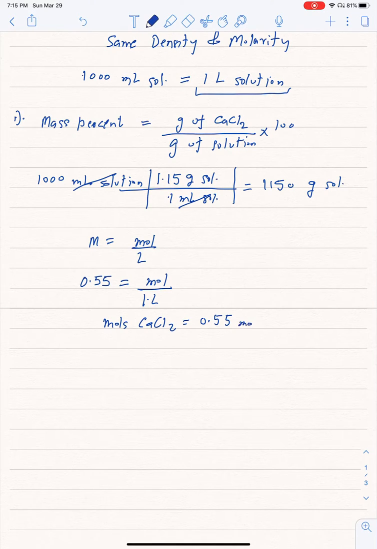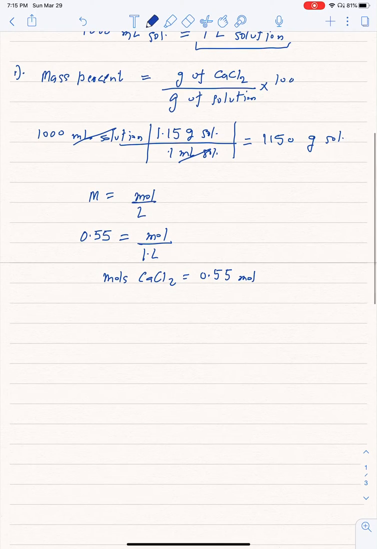Well, to solve the mass percent, you don't really need the moles, but rather you actually need the grams of calcium chloride. But will it be hard to figure out the grams of calcium chloride once you know the moles of calcium chloride? And the answer is it should not be. If you know the moles of calcium chloride, you should be able to figure out the grams of calcium chloride easily by using the molar mass.